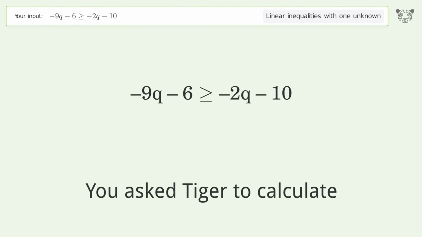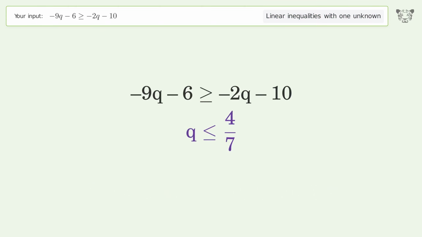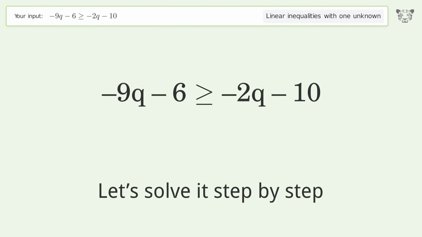You ask Tiger to calculate. This deals with linear inequalities with one unknown. The final result is q equal or smaller than 4/7. Let's solve it step by step.